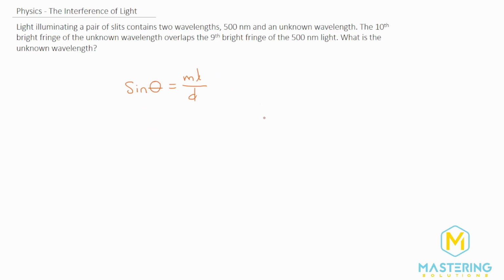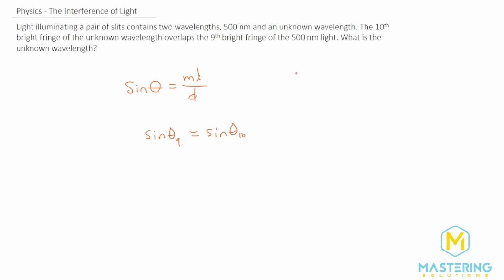Since they're saying that the 9th bright fringe of the 500 nanometer light overlaps with the 10th bright fringe of the unknown wavelength, sine of the angle for the 9th is equal to sine of the angle for the 10th.